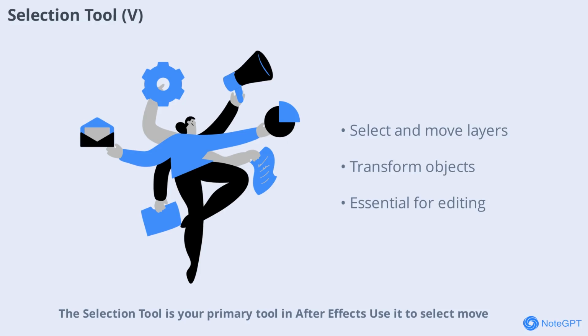Selection tool is your primary tool in After Effects. Use it to select, move, and transform layers or objects on your canvas. For example, you can select a text layer and drag it to a new position or resize a graphic. This tool is essential for everyday tasks and is activated by pressing the V key. You'll use it constantly as you build and adjust your compositions.